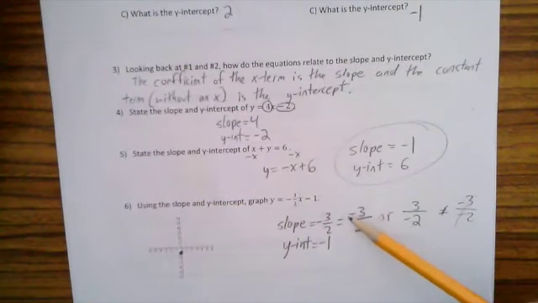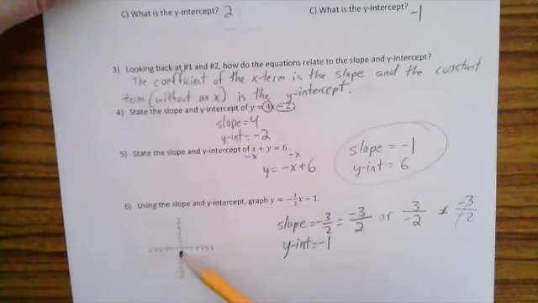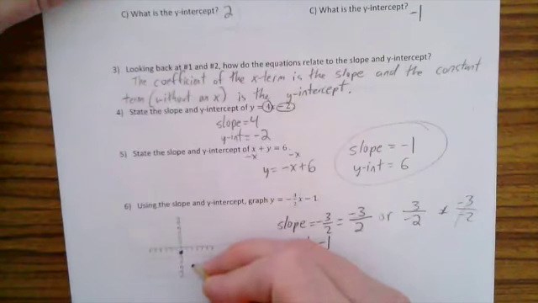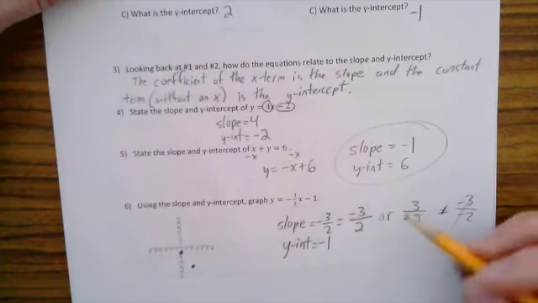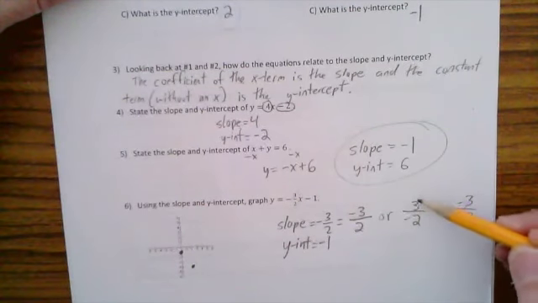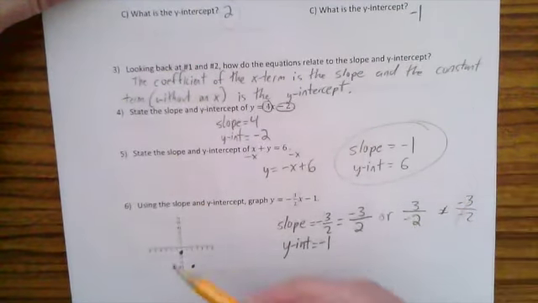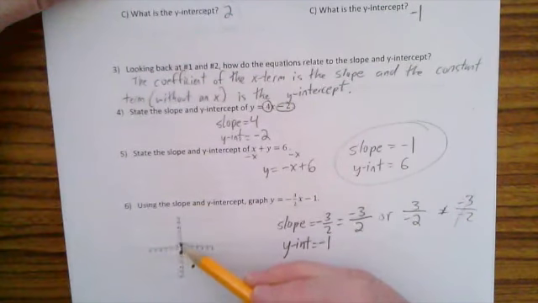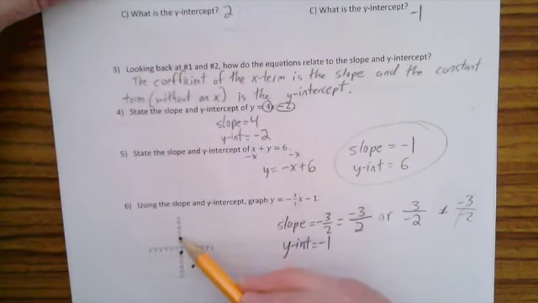Again, this is rise over 1, so I'm going to rise minus 3, which means I'm going to go down 3: 1, 2, 3, and I'm going to run a positive 2: 1, 2. So that gives me a point right there. Okay? I could alternatively go the other direction and do a rise of positive 3 and a run of minus 2. So a rise of positive 3 goes 1, 2, 3, and a run of negative 2 means go to the left 2: 1, 2.